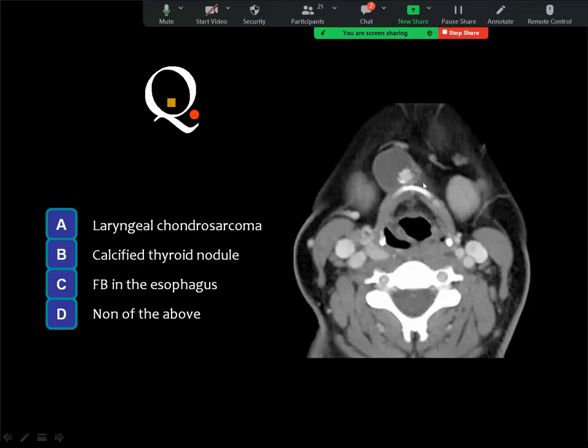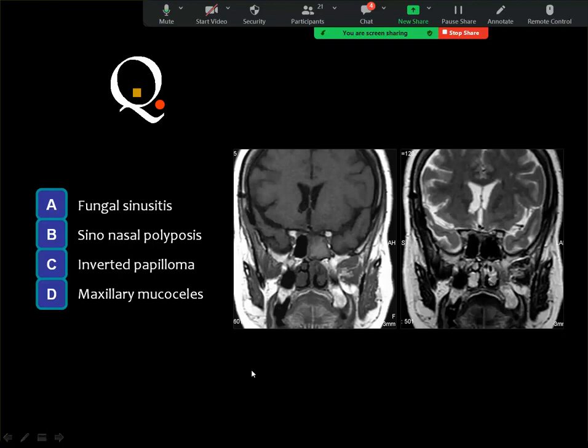You know that the only midline cyst in the neck is the thyroglossal duct cyst. If you see a mass inside this cyst, a mass, not a fluid level, you consider thyroid carcinoma inside the thyroglossal duct cyst. Then you look here, this is T1 and this is T2.